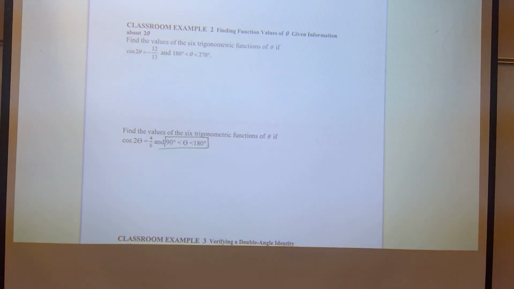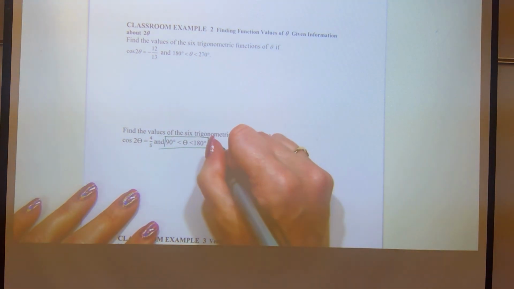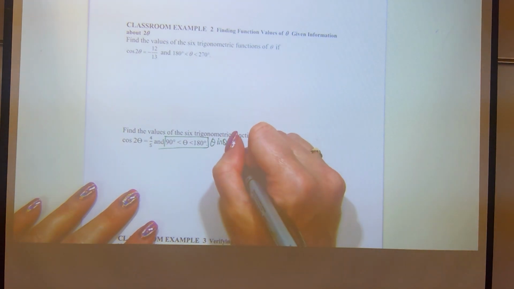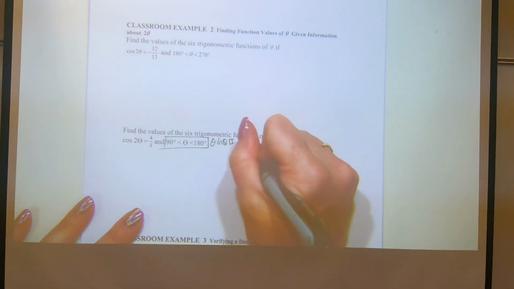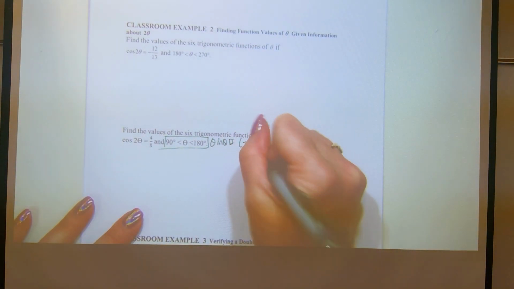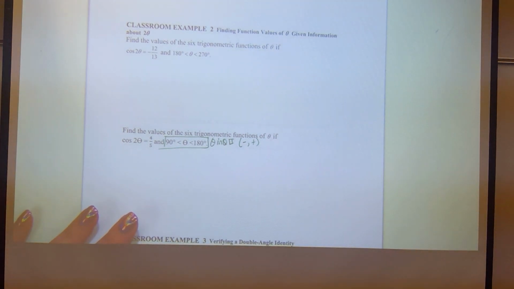It's between 90 and 180 degrees. Cosine of 2 theta is 4/5, and I know that theta is in quadrant 2. In quadrant 2, x is negative, y is positive. I need to find all 6 trig function values. We're going to start somewhere.